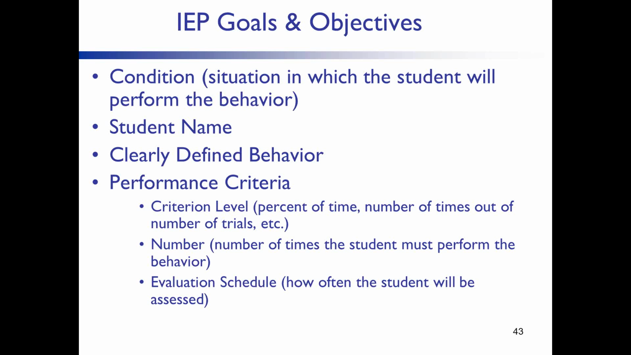So then what do we think about when we're looking at IEP goals and objectives? The first thing we need to do is look at the condition. Under what situation are we going to expect the child to perform the behavior? Obviously the student's name, the clearly defined behavior, and then the performance criteria. What's the criterion level? The percentage of time, the number of times, number of trials, the number of times the student must do it, and then the evaluation schedule. How frequently are you going to be assessing that specific skill?